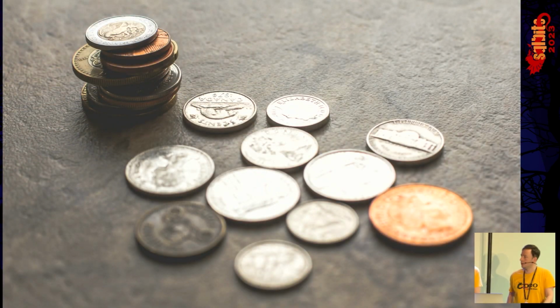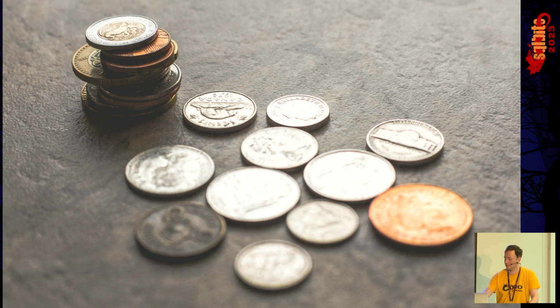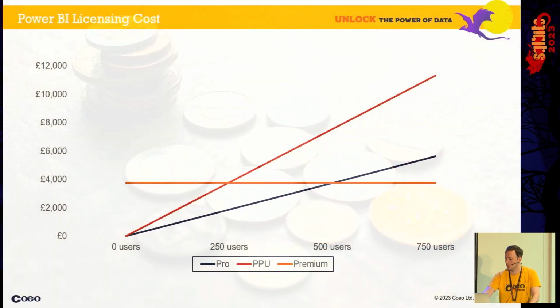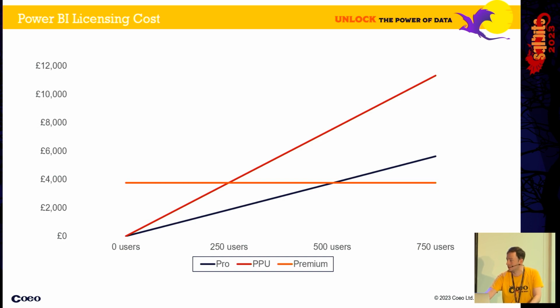Cool, thanks. So yeah, everyone's favourite topic next, money. So obviously, cost is an important consideration when looking at Power BI, as with anything. So where do we start with that? Licensing. So there's three different licenses that you can use in Power BI: Pro, Premium, and Premium per user. How to choose which license to use.